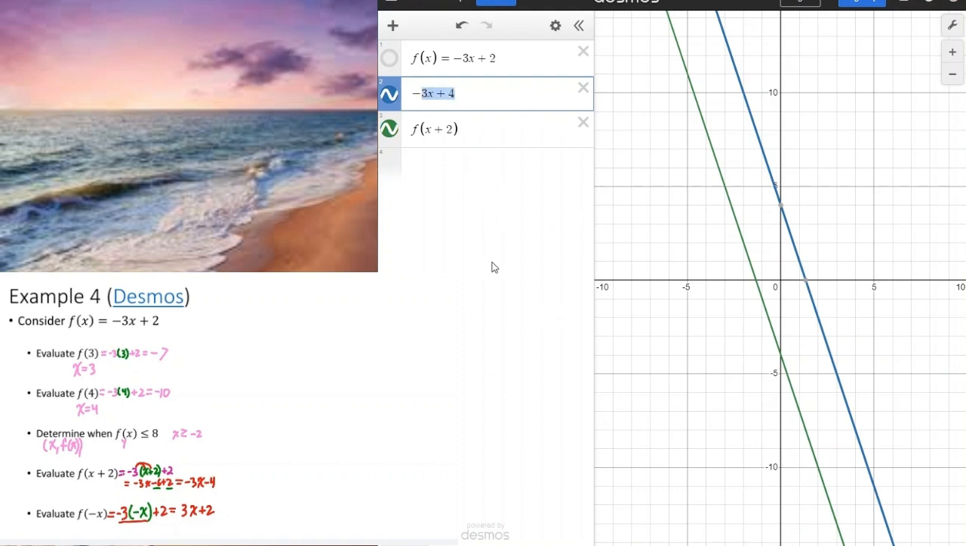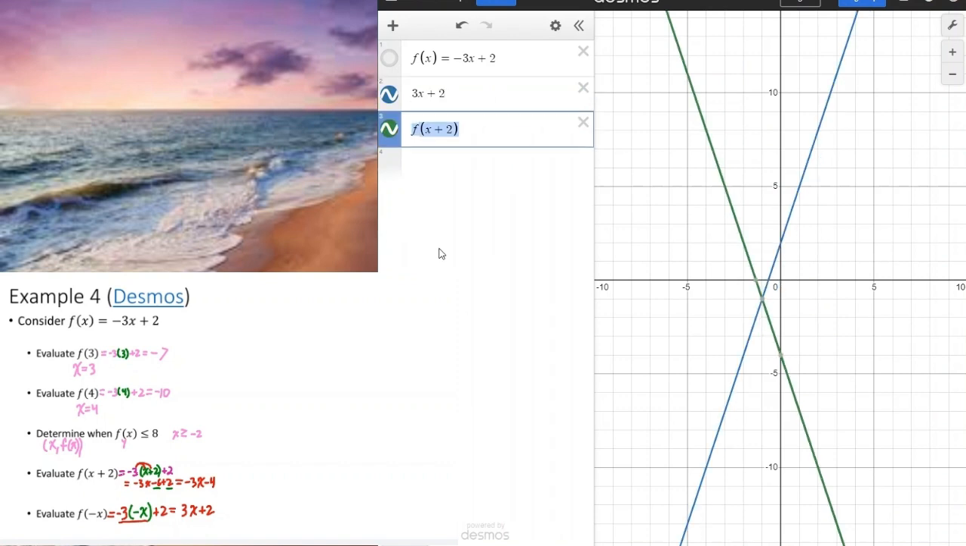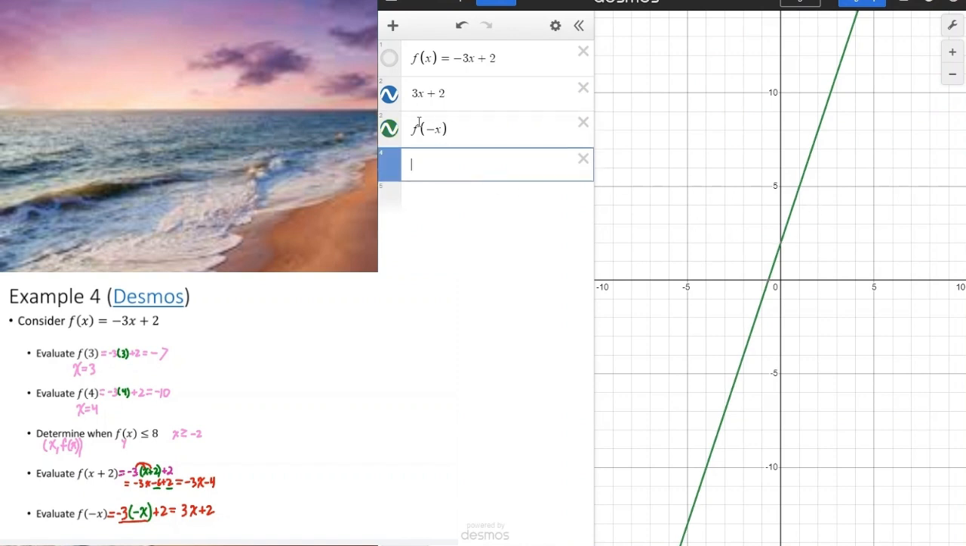And the same thing goes with f(-x). We can type in the 3x + 2 in row 2. And in row 3, we can type in f(-x). And again, notice how the two graphs perfectly overlap. That's because we simplified correctly.